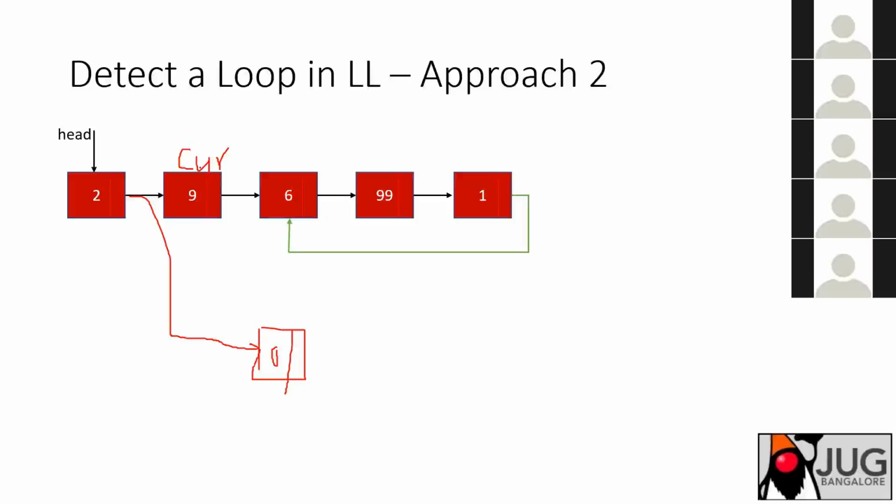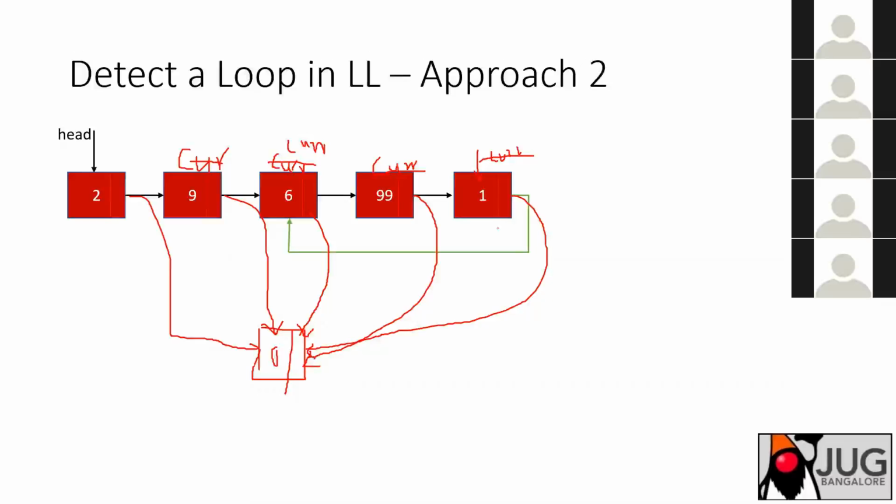Next, I will change the current pointer to here, and I'll mark this next as a temp node, mentioning that I already visited 9. Next, I will move the current pointer here and mark its next pointer to represent that it is already visited. Again, the same: my current pointer moves here, and whatever this pointer has, I will mark to temp to represent that I have already visited. Now I move current here and mark this to a temp pointer, making sure that I have visited 1. So far I have visited 2, 9, 6, 99 and 1.